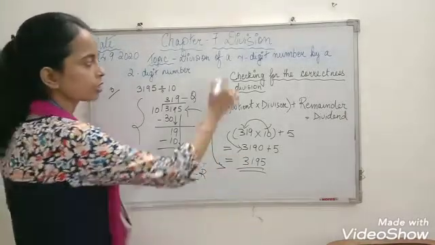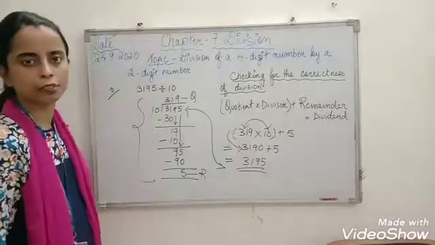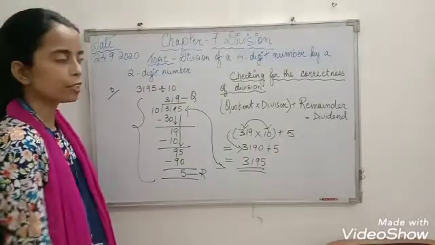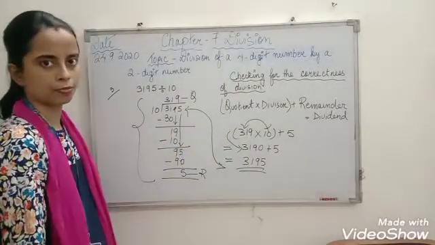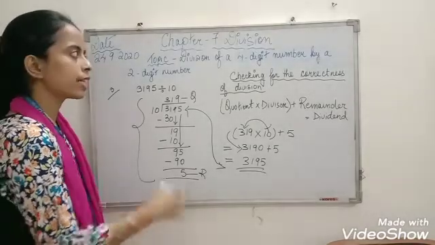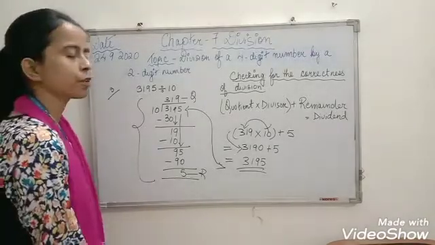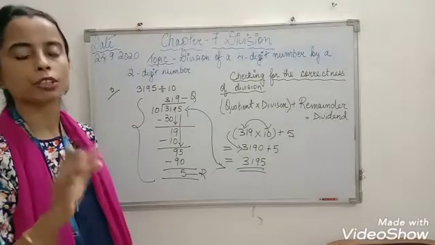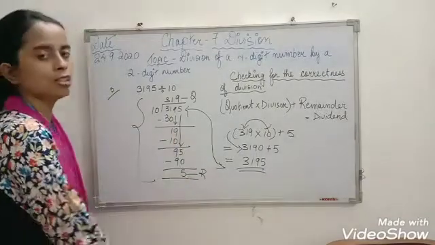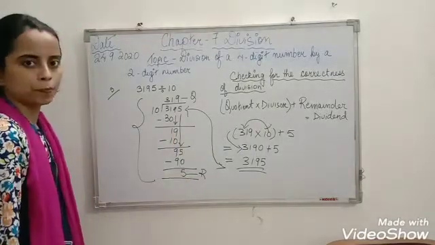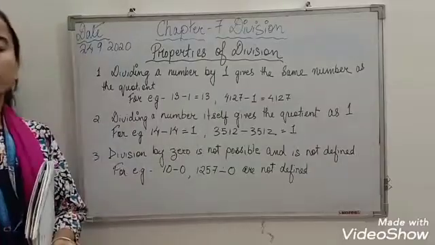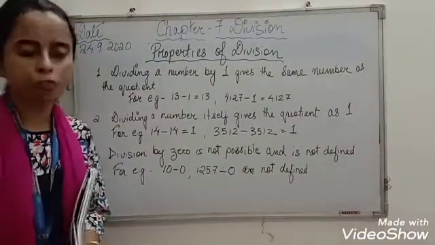Understood children? So this is how you can check the correctness of division. Right? So you all practice this. Clear? The next part which I am going to explain now is the properties of division. There are 3 properties that I am going to explain. Clear? Now children, properties of division.